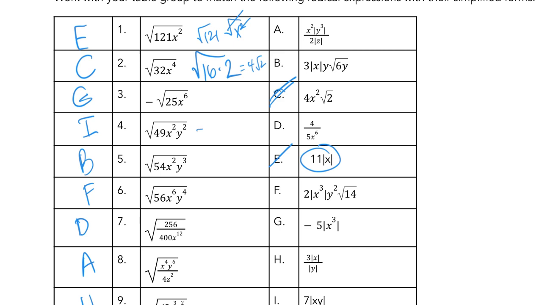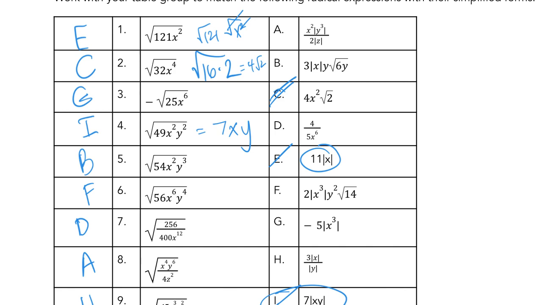Number 4, the square root of 49 is 7. The square root of x squared would be x. The square root of y squared would be y. And similarly, I might not know exactly why there's an absolute value around the x and y, but I can deduce that my answer there would be I.